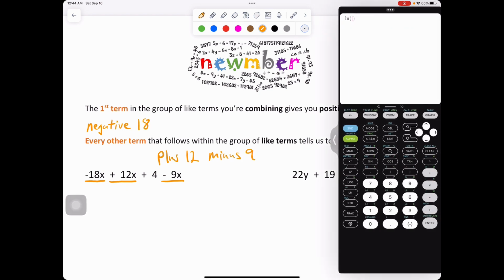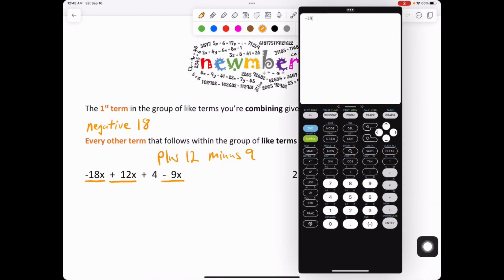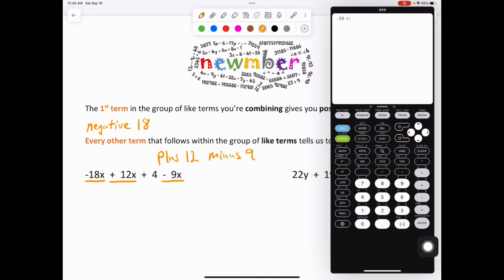Okay, so I'm going to pull in our calculator for us just so we can visibly see it. The negative 18, I'm just going to hit this right here. That's our negative, left of the enter. We'll type in the 18. Then it says to hit plus 12. So we'll do plus 1, 2, minus the subtract 9. Hit enter. We get negative 15. Do not forget your x that goes with it.